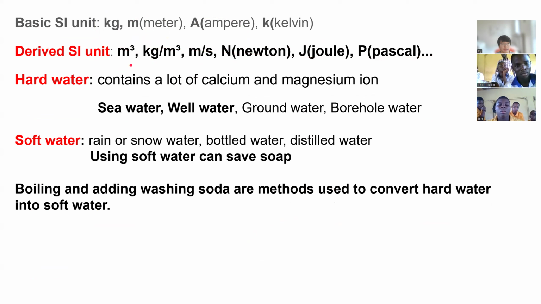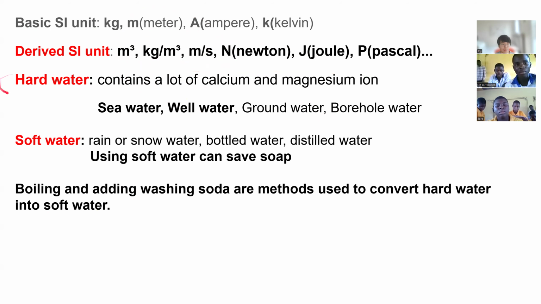Derived SI units are units where you combine multiple basic SI units to form a single one. So if you're finding a volume, you're combining multiple meters, it can be cubic meters, or for rates, it can be meters per second. That is a combination of meter and second, basic SI units. There are many other derived SI units as well.